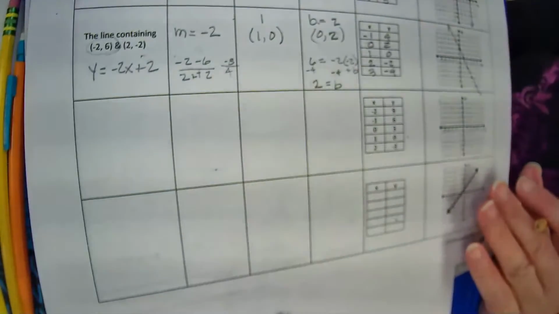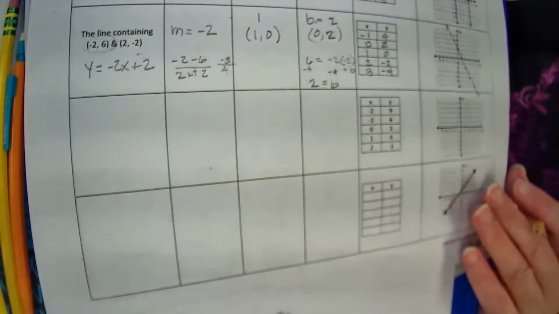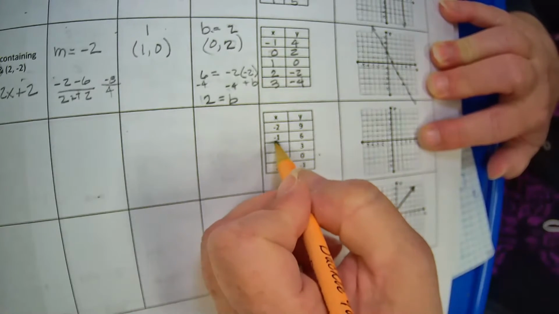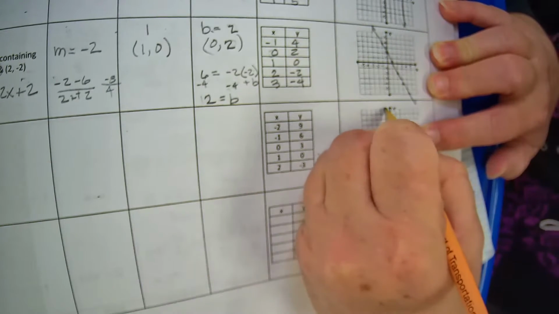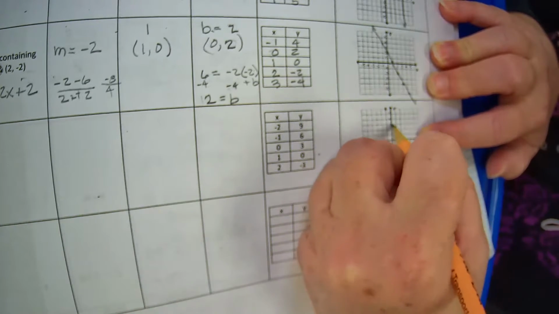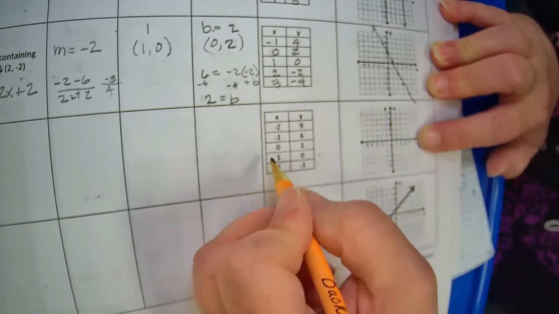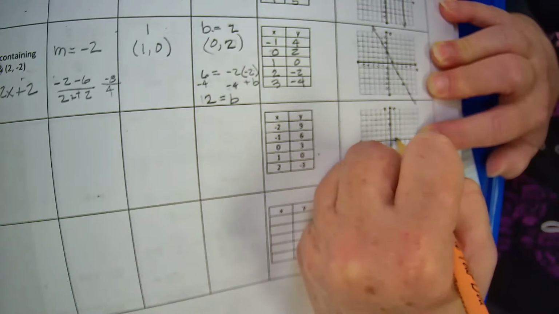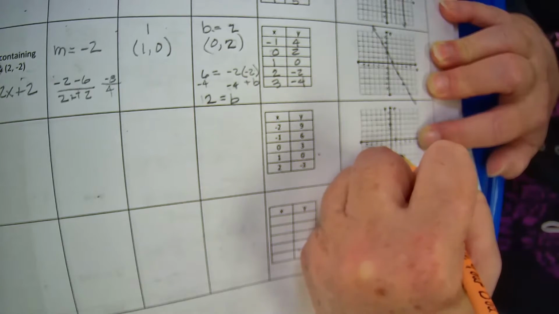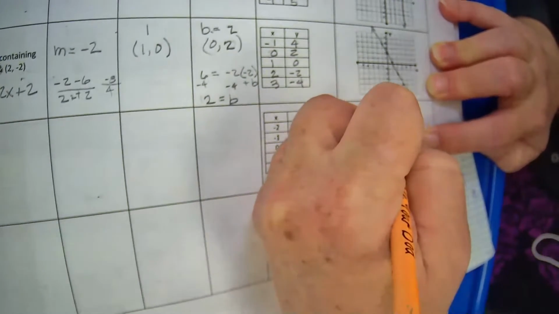Okay. So on this one, they gave us the table. All right, so we plot our points. Okay, so -2, 9. Well, that one's not super helpful. -1, 6. 0, 3. 1, 0. And 2, -3. Okay, so here's our line.